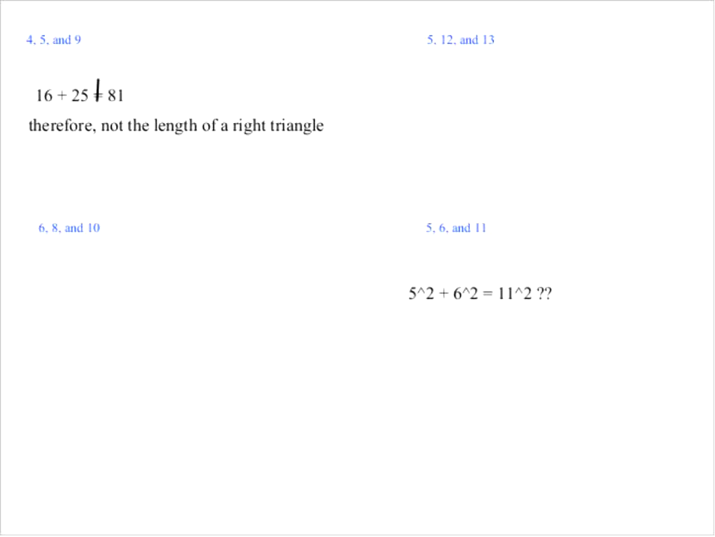All right, so Connie determined that hers were not the lengths of a right triangle because 16 plus 25 does not equal 81. And Joe is trying to determine if 25 plus 36 equals 121.